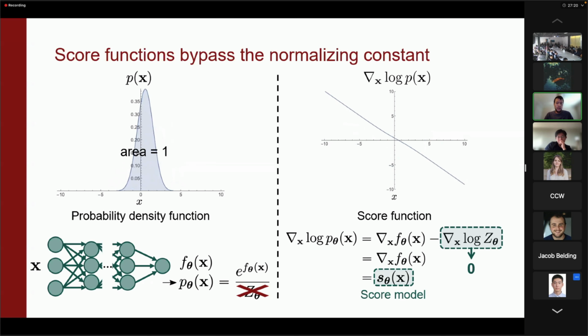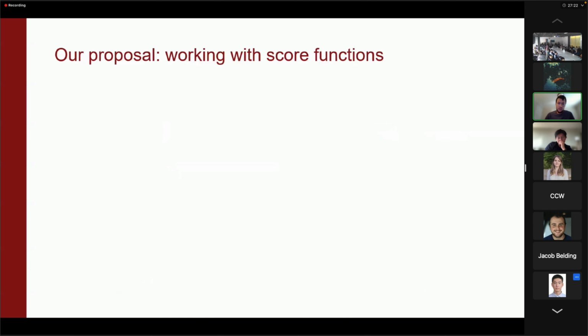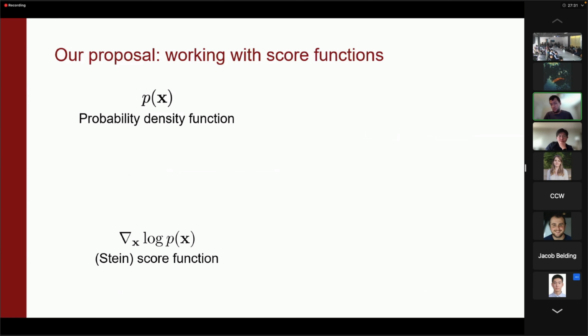And that's the idea behind score-based models, which is the main idea behind diffusion models. Instead of working with the probability density function, we work with its derivative, essentially, the score function.